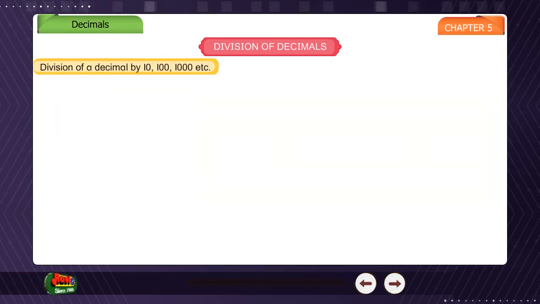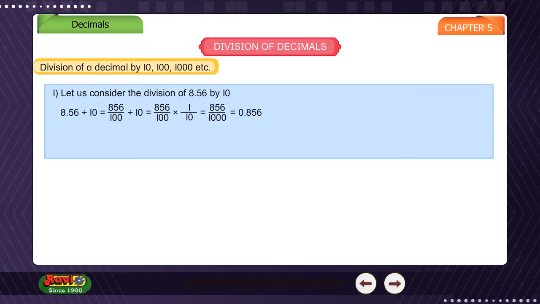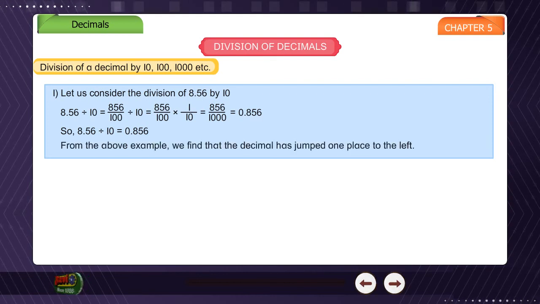Division of a decimal by 10, 100, 1000, etc. 1. Let us consider the division of 8.56 by 10. 8.56 divided by 10 is equal to 856 by 100 divided by 10, is equal to 856 by 100 into 1 by 10, is equal to 856 by 1000, is equal to 0.856. So 8.56 divided by 10 is equal to 0.856. From the above example, we find that the decimal has jumped one place to the left.